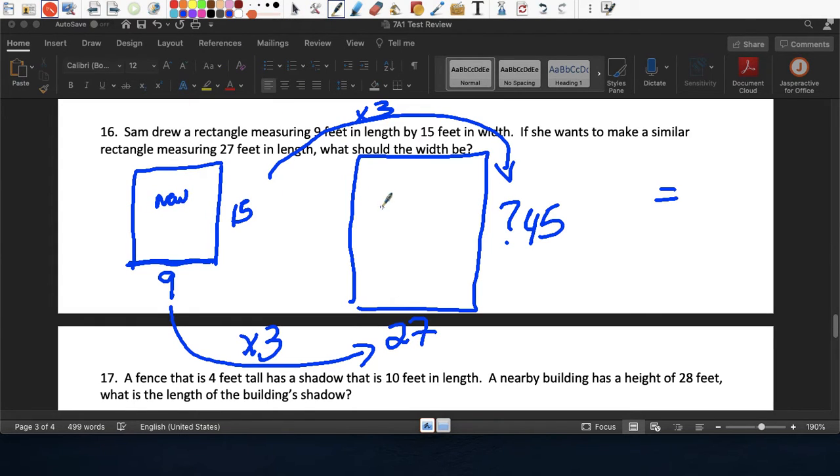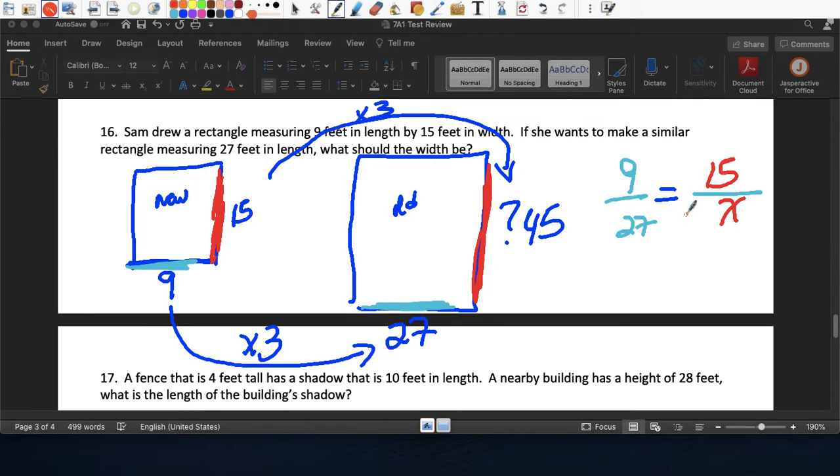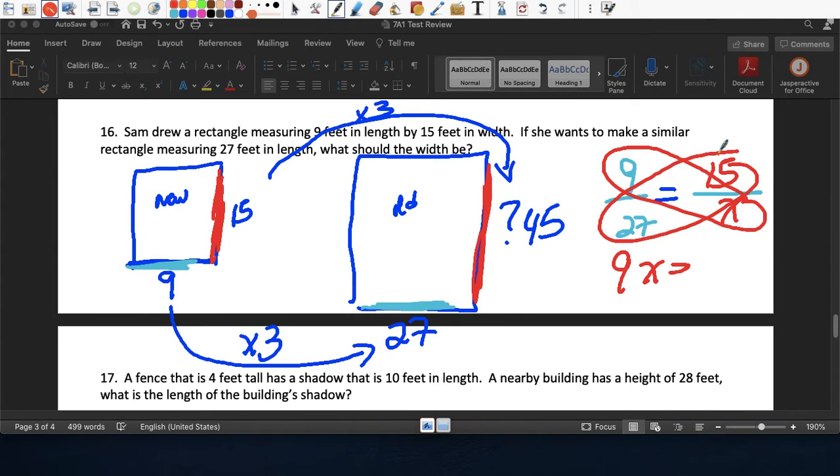Now, if we're going to set up a proportion, let's call this the new and this is the old, right? So these two are corresponding sides. So 9 over the old, which is 27. And over here, the 15 corresponds with this side, which is the x. We can cross multiply. We get 9x. We're going to get 27 times 15. It's going to give us 405. We're going to divide by 9. We're going to divide by 9. And x equals 45. The same exact answer.